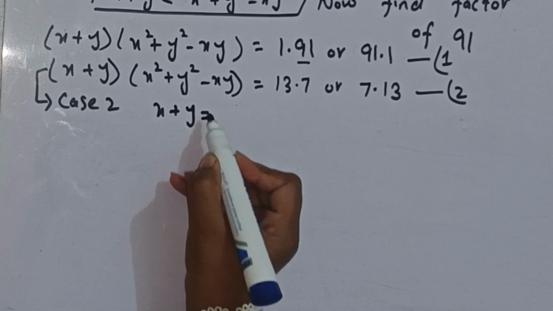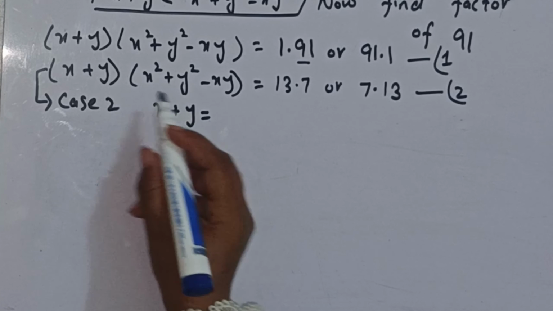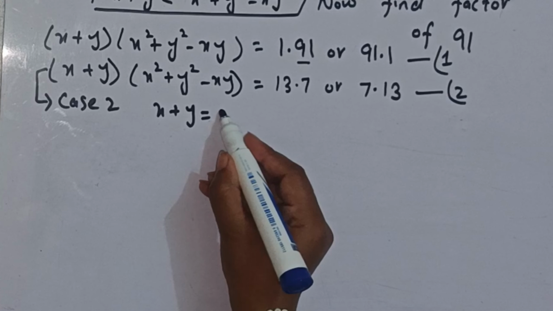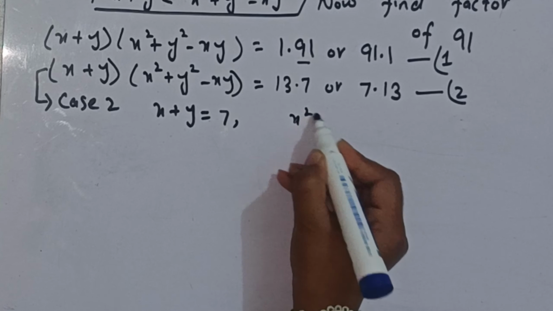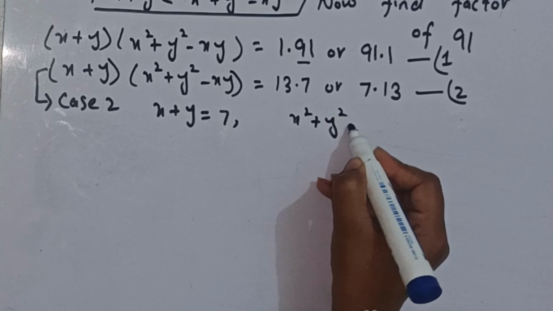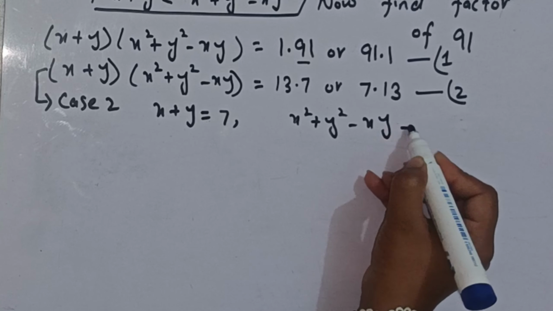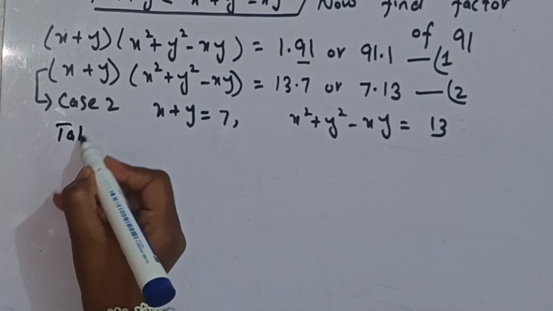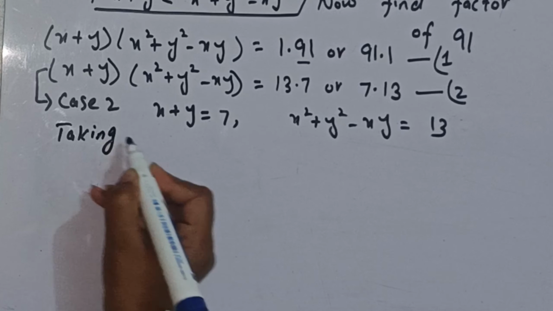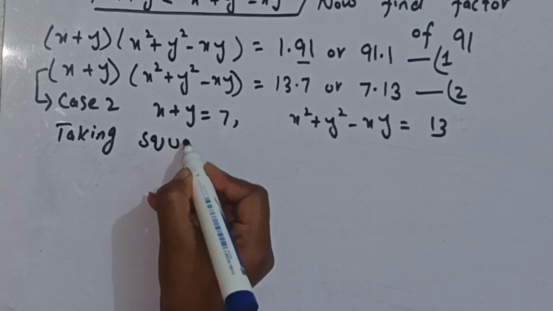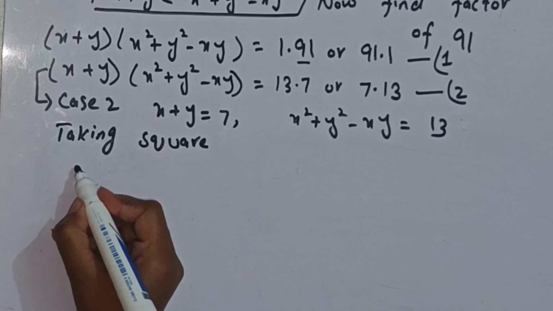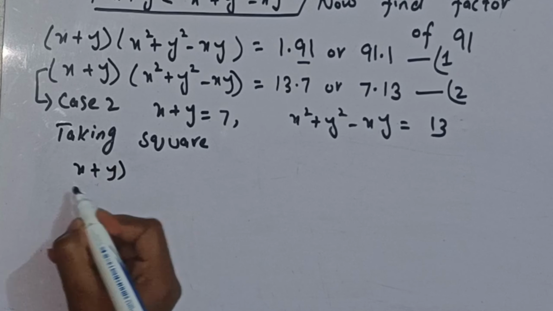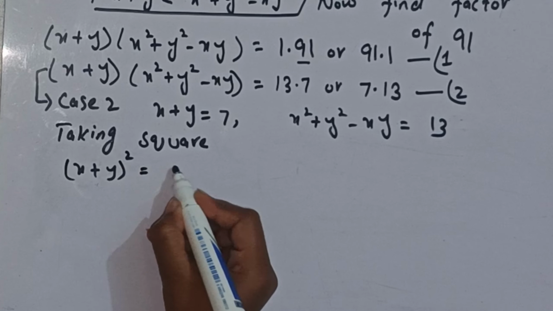This implies x plus y is equal to 7 and x square plus y square minus product of xy is equal to 13. We select this because x plus y is less than x square plus y square minus product of xy.